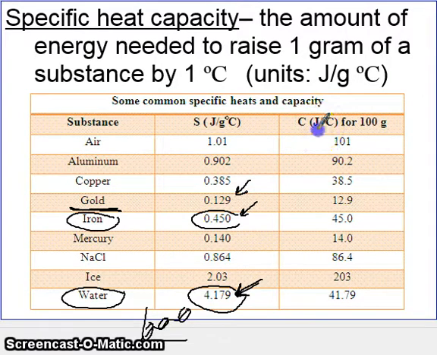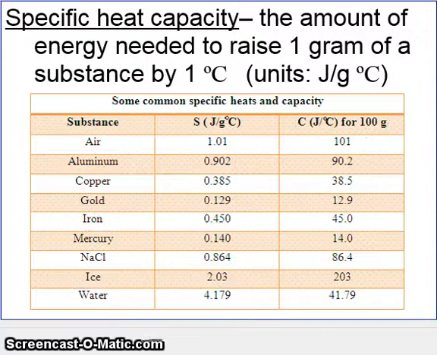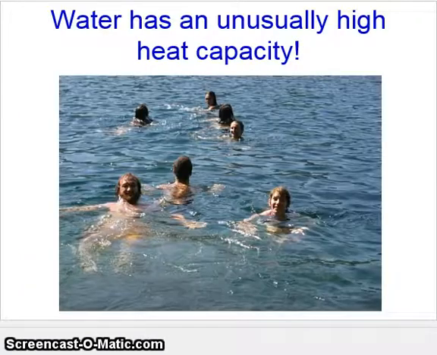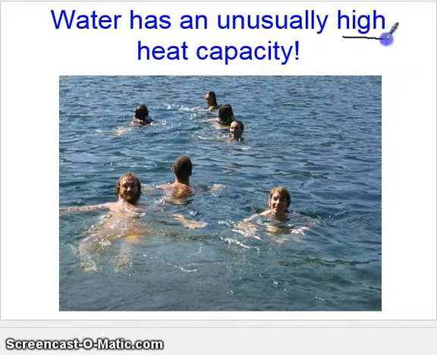This column does the same thing except for joules for 100 grams, if you have 100 grams of a substance, but you can see a similar picture. Different substances take different amounts of heat just to heat up. This, by the way, is why water is used to cool and warm up human beings, because water has an unusually high heat capacity, very unusual for water.